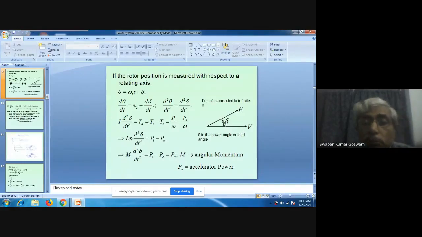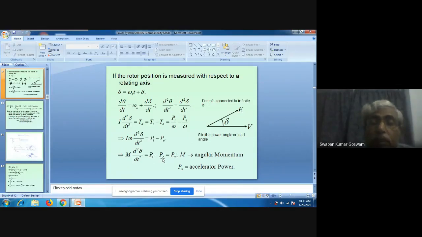So this delta, obviously, at steady state will be fixed. It will have a fixed value. At steady state, delta has a fixed value, which means Pa will be equal to 0. That means input power will be equal to output power.